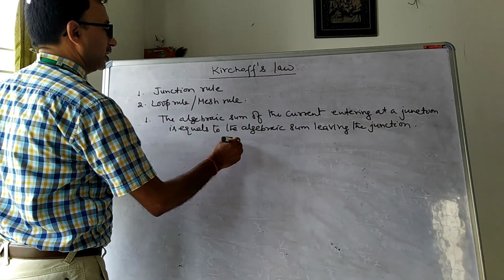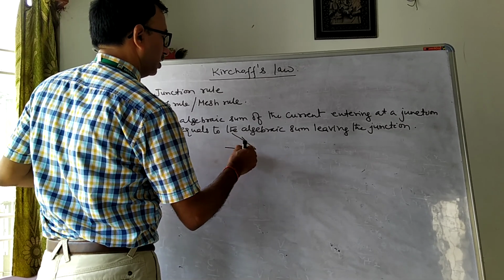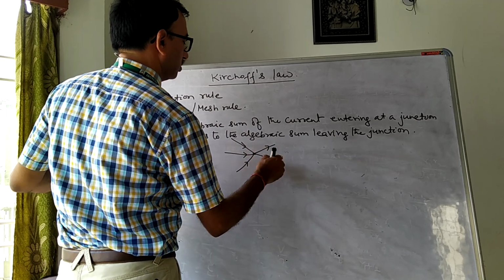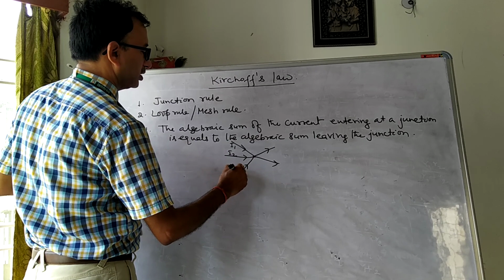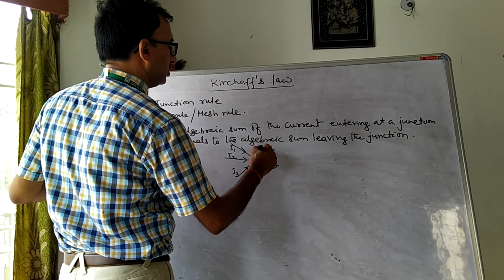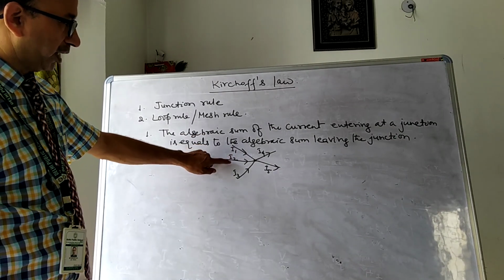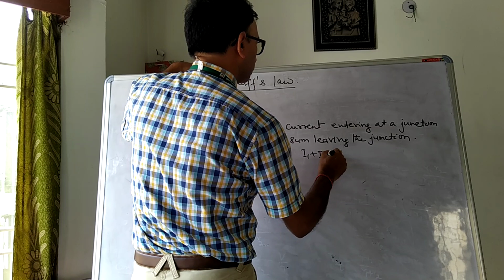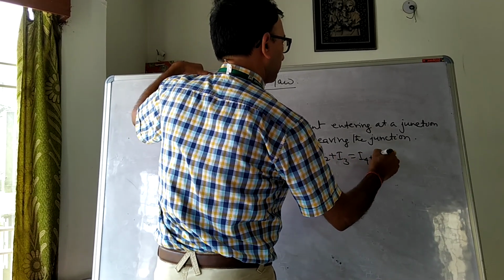Now, suppose that this is a junction where all the wires are meeting. So these are the currents which are meeting at the junction. These are leaving the junction. So I1 plus I2 plus I3 is always equal to I4 plus I5.